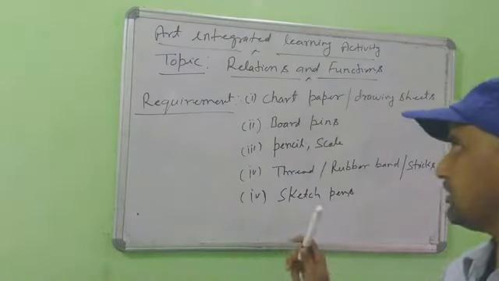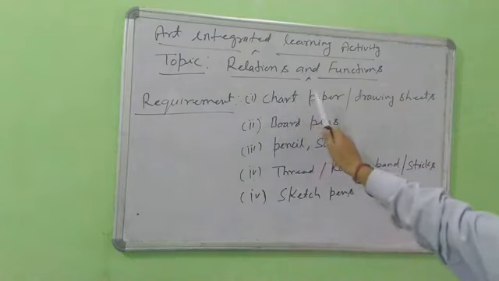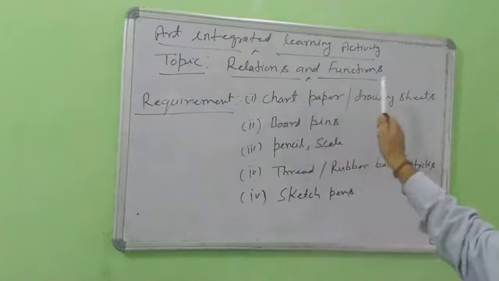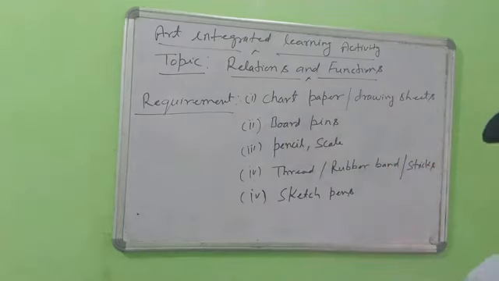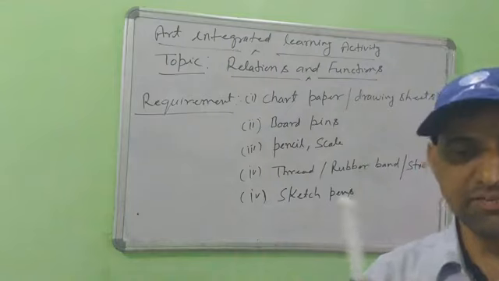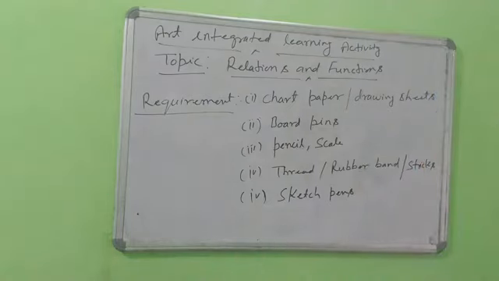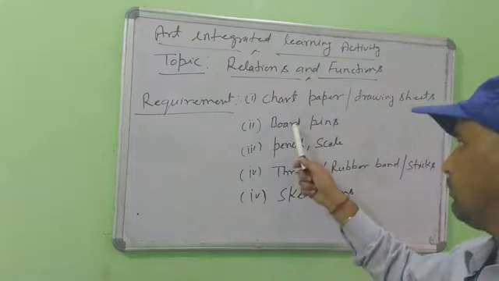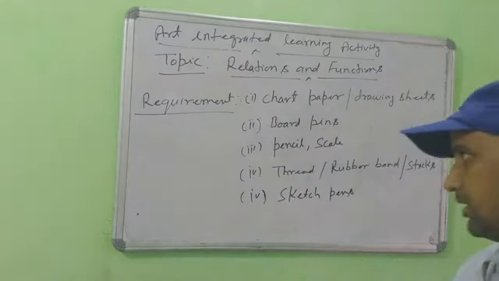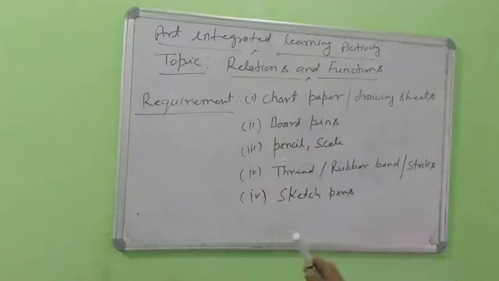What is required here? First, you need a chart paper. Otherwise, suppose you do not have chart paper, then you can use a drawing sheet. Otherwise, use any files, any activity files or any project files. Any one of these is required. Second, you need board pins. Any thumb pins, ball pins, or board pins, it does not matter. Any type of pins is required here.